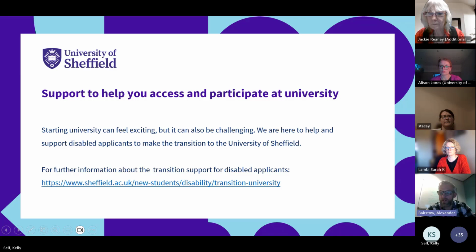For the University of Sheffield, they offer similar support. It's called something else, but essentially the aim is the same: to provide you with that transitional support to make sure that you've got everything you need. Just to read from their slides, recognising that starting university can feel exciting, but also quite challenging, the team is there to help support disabled applicants to make that transition to the University of Sheffield. All the information in terms of what support is on offer, and how you can apply for that support, is available on their website below. Thanks, Kelly.